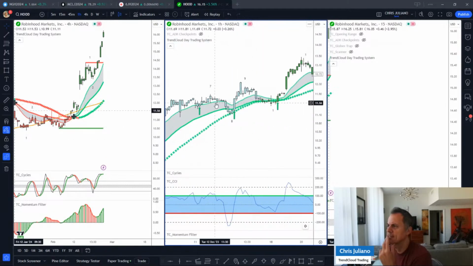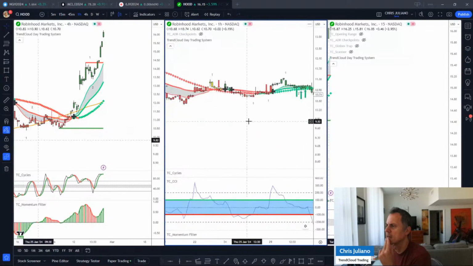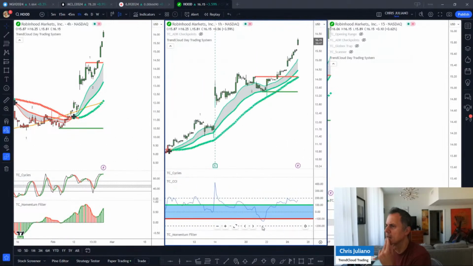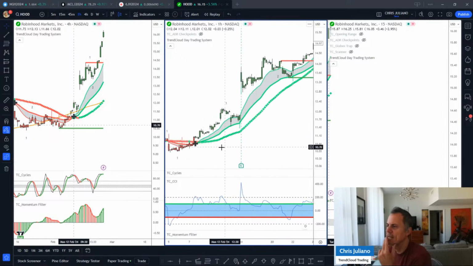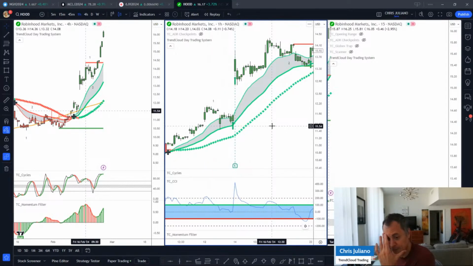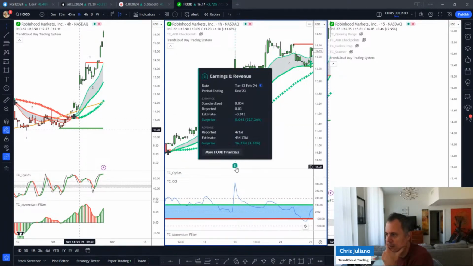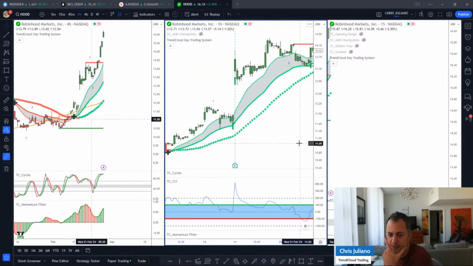Wow, it really went extended here, and then recalculated. Right at it, almost right at earnings. Huge gap up on earnings. So you can tell Robinhood really responds to earnings greatly.